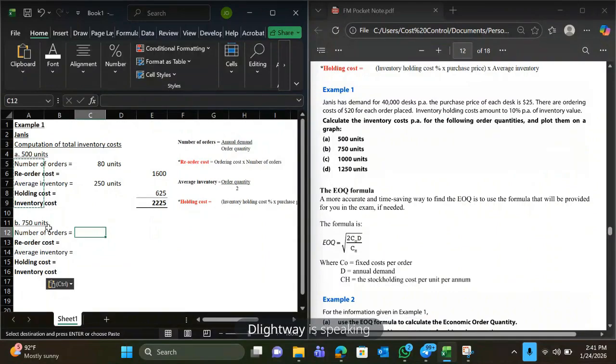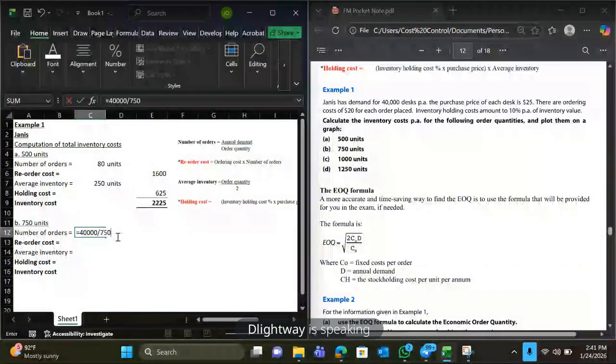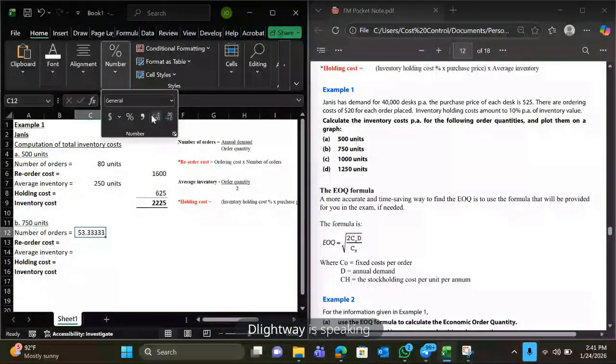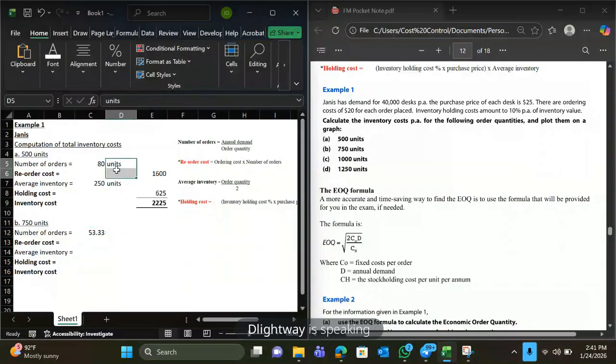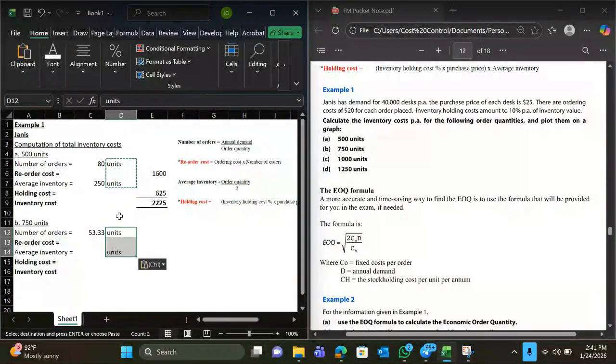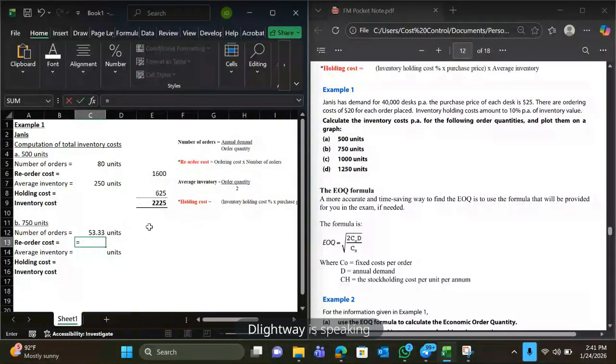All right. So for 750, you do the same thing. It's going to be our 40,000 divided by 750. We get this. Let me put it to two decimal places. Still going to be units. Let me copy this so it can be for the reorder quantity.